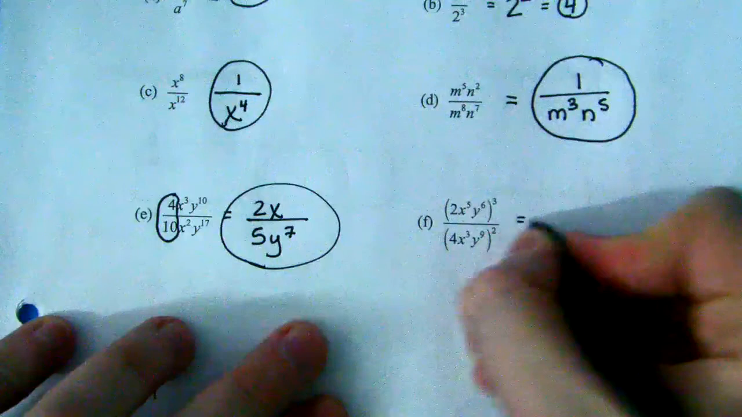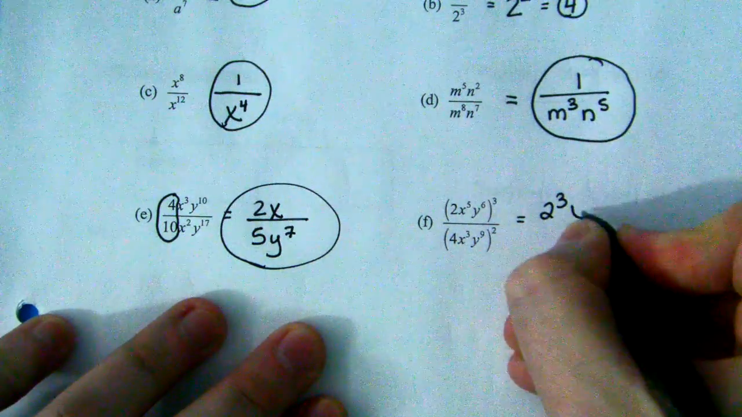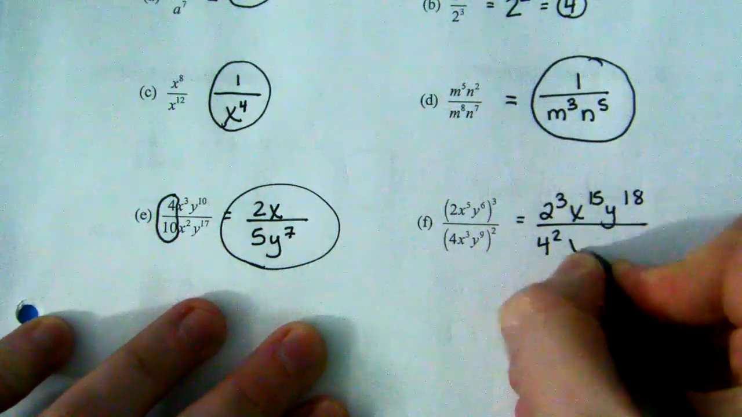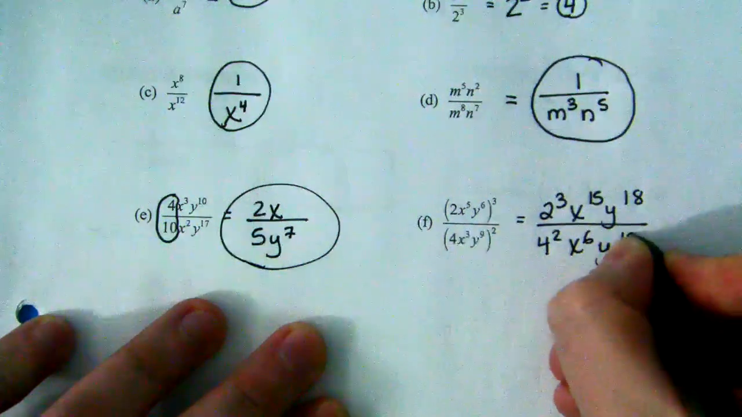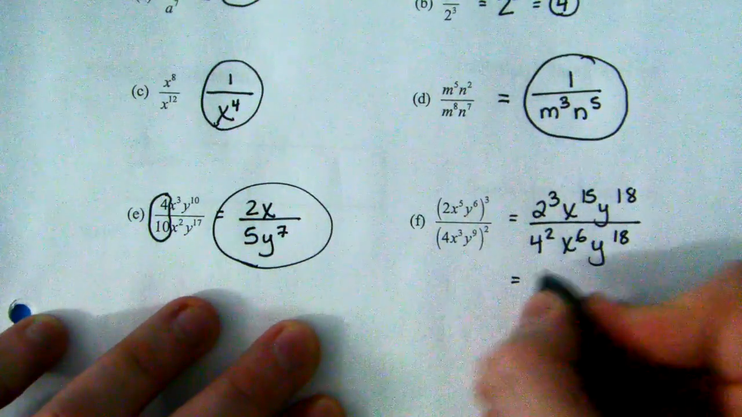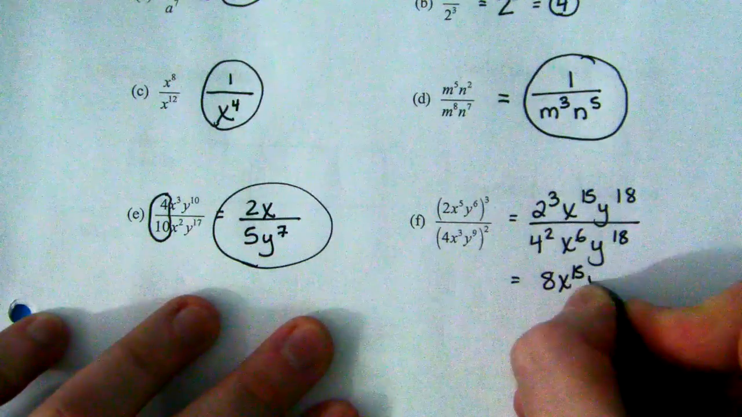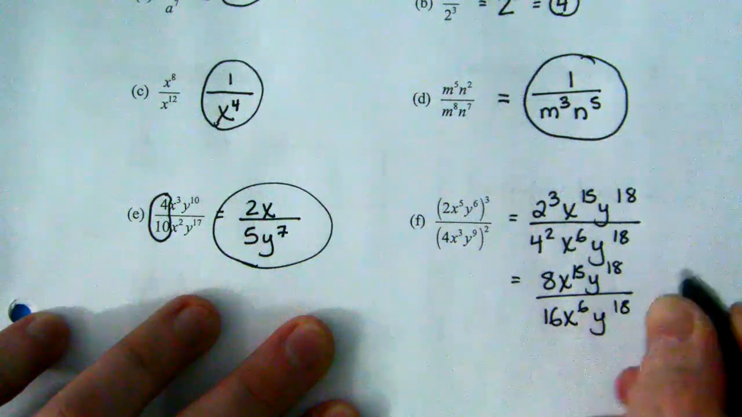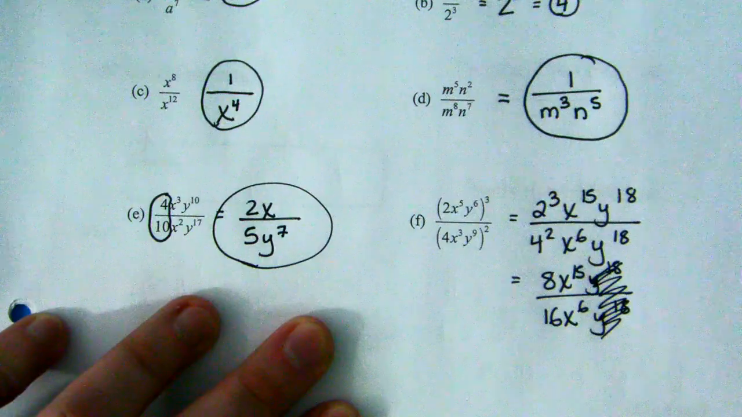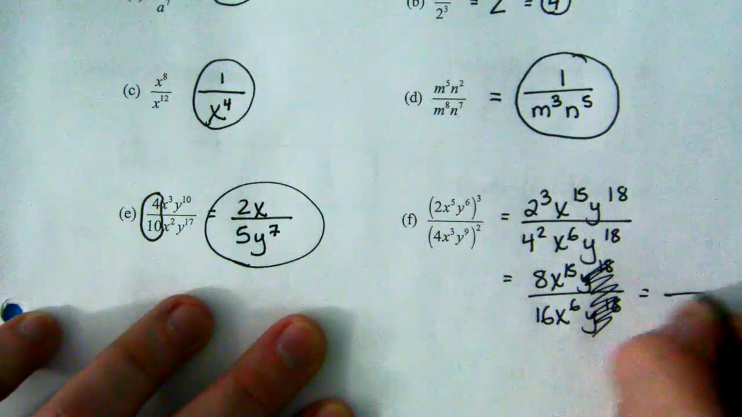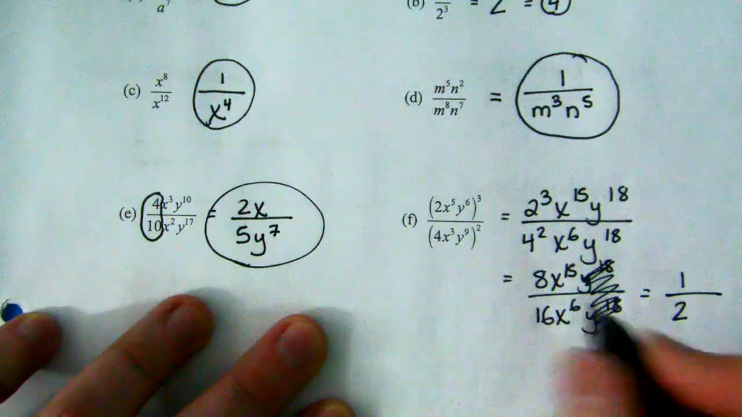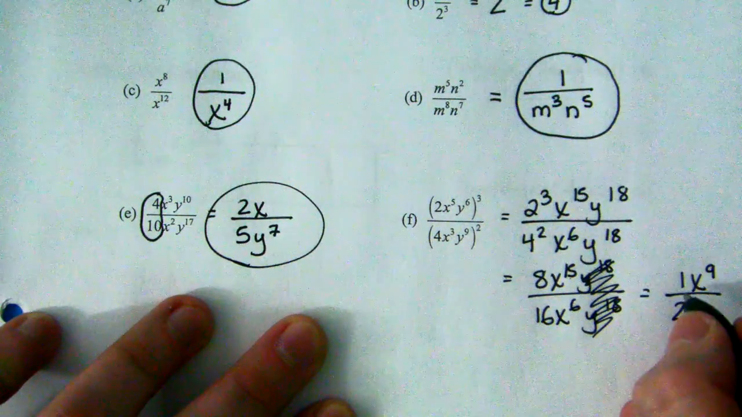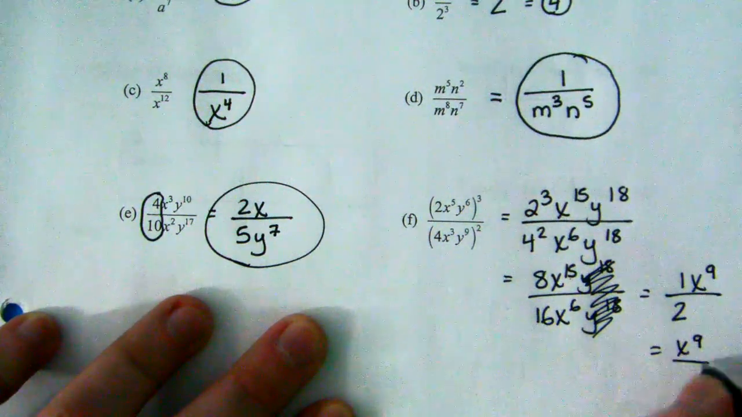So we're going to get 2 to the third, x to the 15th, y to the 18th, over 4 squared, x to the 6th, y to the 18th. Oh, that's kind of interesting. This is really just 8, x to the 15th, y to the 18th, over 16, x to the 6th, y to the 18th. I think those y's totally cancel. They're gone. 8 over 16, you can simplify that to 1 over 2. x to the 15th over x to the 6th, I think that's x to the 9th. No, you don't need the 1 there, so we could just say x to the 9th over 2.